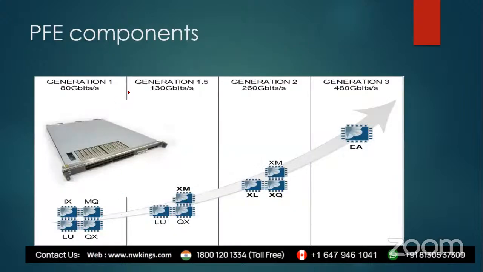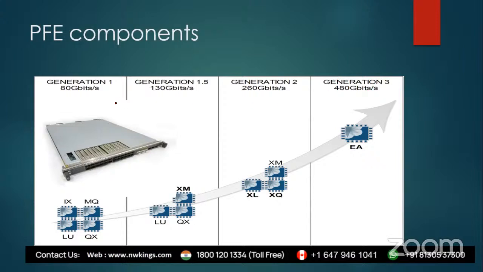So these are the PFE components. We will have FPC cards, MPC or DPC. In MPC cards, we have types: first generation, generation 1.5, second generation and third generation. MPC type 1 and type 2 belong to generation 1, and MPC type 2, type 3, type 4 belong to generation 1.5, and MPC type 5, 6, 7 belong to generation 2. Above 7 all belong to generation 3.